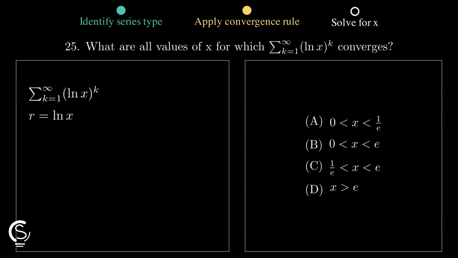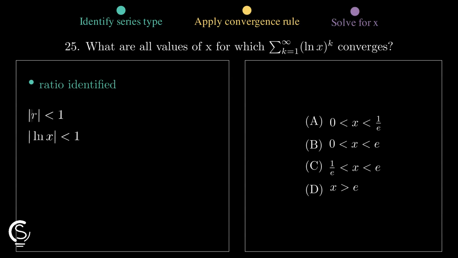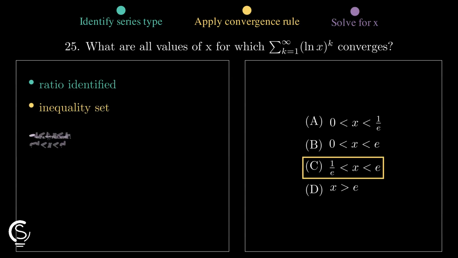A geometric series converges if and only if the absolute value of the common ratio is strictly less than 1. We set up this inequality for our ratio. Watch this. Expand the absolute value inequality to find the bounds for the natural log, then exponentiate to solve for x. This gives us the final interval. That makes option C correct.